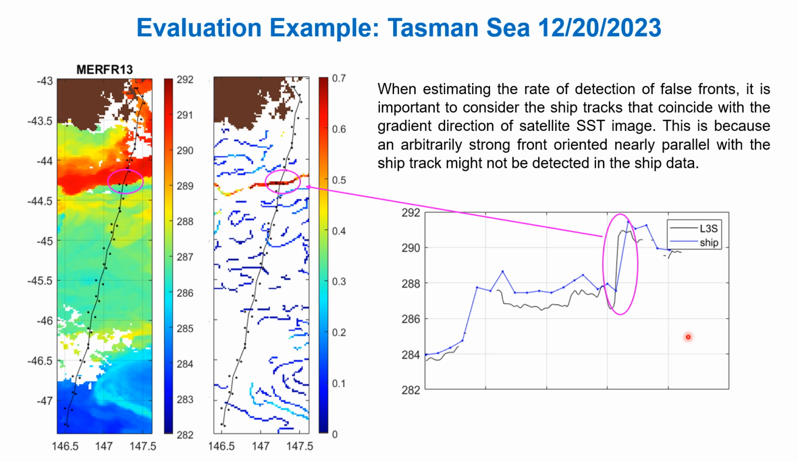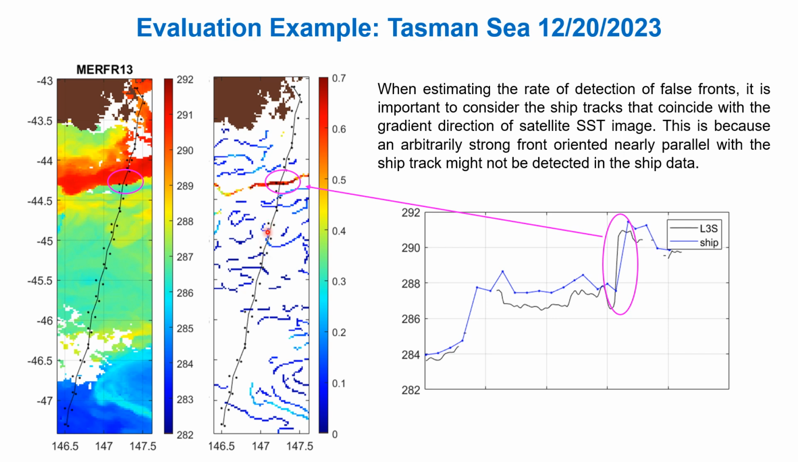When estimating the rate of detection of false fronts, it is important to consider the ship's tracks that coincide with the gradient direction of the satellite image. This is because an arbitrarily strong front oriented nearly parallel with the ship's track may not be detected in the ship's data. Here's an example of a weak front, but that's the case when the front is nearly parallel to the ship.